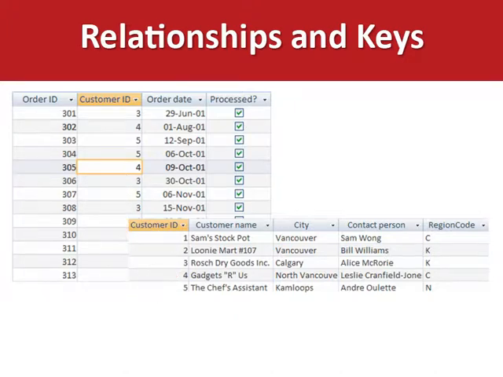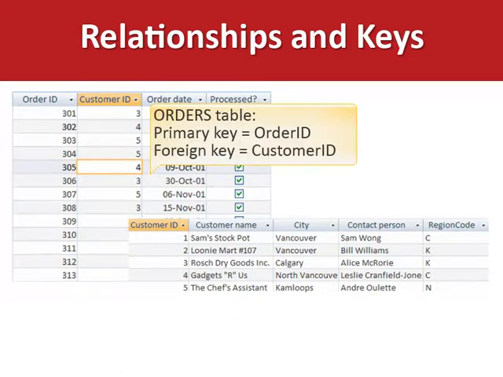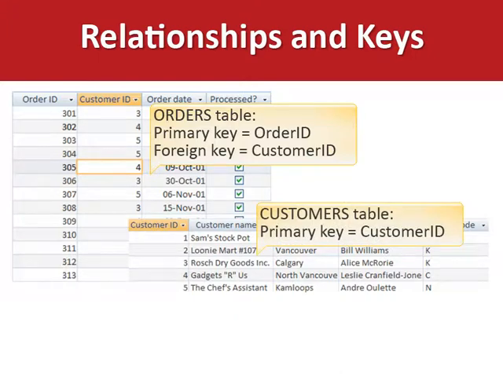So for the orders table, we say that its primary key, that is the field that uniquely identifies the order, is order ID. And for the customers table, we say that the primary key is the customer ID. But to make this relationship between orders and customers, we take the primary key from the customers table and put it into the orders table. We call this a foreign key. This foreign key allows us to implement the one-to-many relationship between orders and customers.